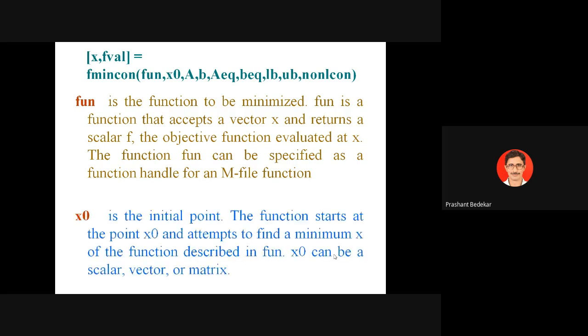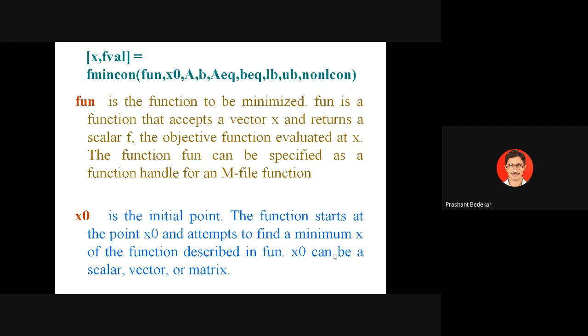X0 is the initial choice, the initial point. The function starts at the point x0 and then it attempts to find a minimum x of the function described. Now, after this, Fun and X0, as I said, carry the same meaning as given in case of fminunc. Now, after this, A, B, Aeq, Beq, LB, UB. They have exactly the same meaning as we have seen in case of linprog.